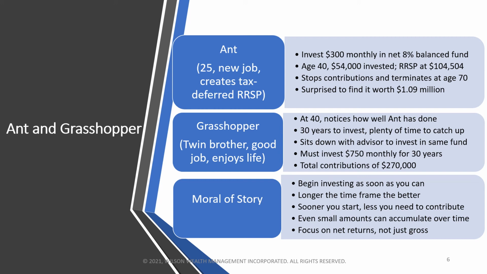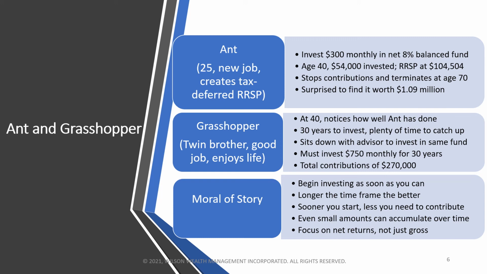Now her brother, at age 25, he's enjoying his job, but he also likes the good life. He likes to travel to Hawaii. He likes to have the nice cars. So he's not really saving anything and hasn't set up any retirement plans. At age 40, he's kind of matured. He notices how well his sister has done.